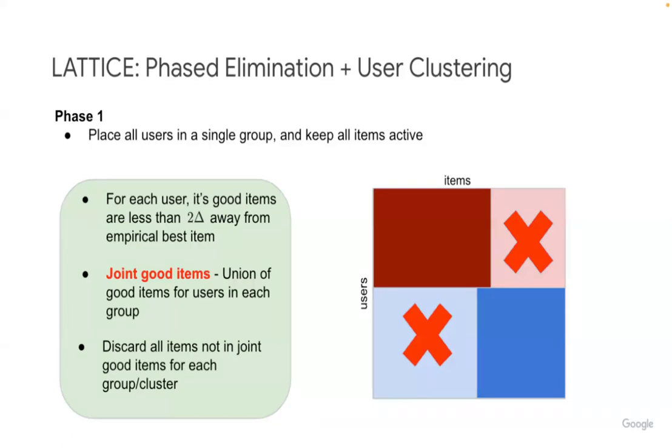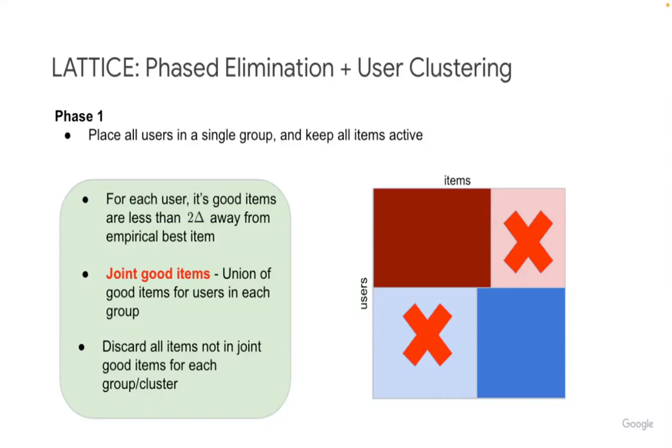Okay, so what we do now is to go into each group of users. For each user, we will say that its good items are those whose estimated rewards are less than 2 delta away from the empirical best item. This is the good set of items for the user. Now for each group of users, we take a union of this good set of items across the users in the same group, and we will discard all the items not in this joint set of good items.